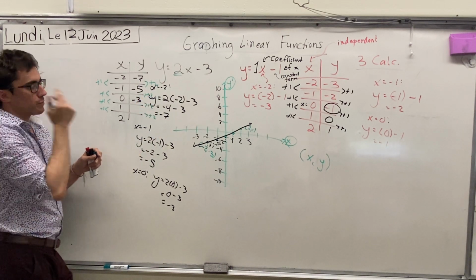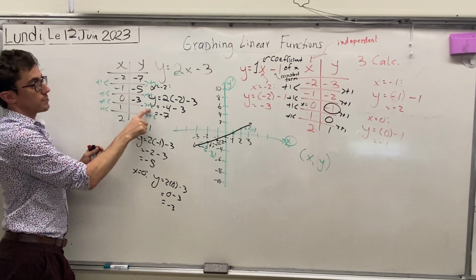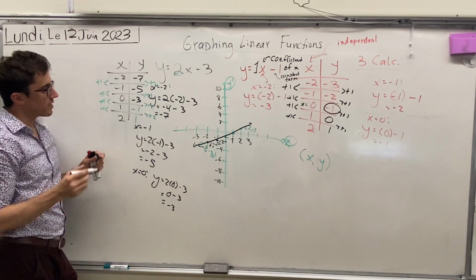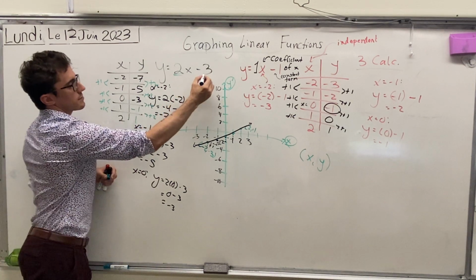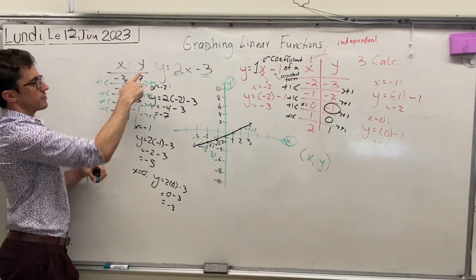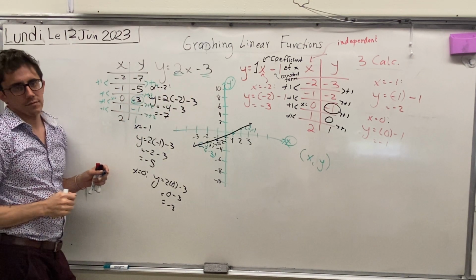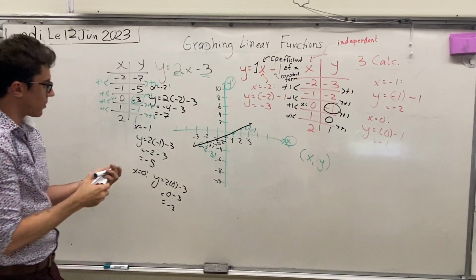And with this in mind, we can finish off our table of values. -3 plus 2 is -1. -1 plus another 2 is +1. And now we again remind ourselves that our constant term is the y value when x is equal to 0. -3, -3, checks out. Okay? Now let's plot these points.